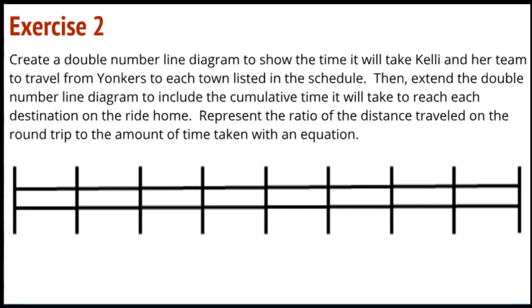So here I'm going to have the time traveled, and here I'm going to have the distance. Well, when we've traveled no hours, we've traveled 0 miles. And then we were counting the time in increments of 2. So 2 hours, 4 hours, 6, 8, 10, 12, 14, and 16. We were counting by 2s. The miles we were counting by 100.